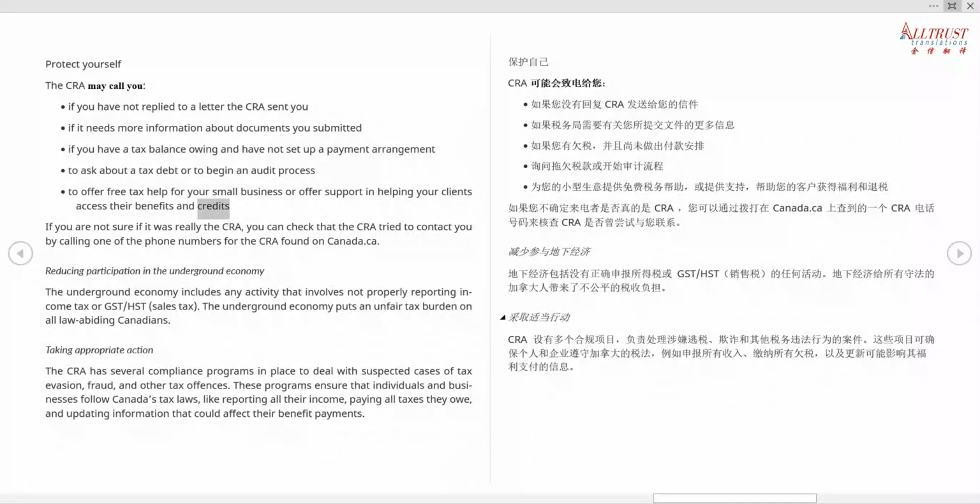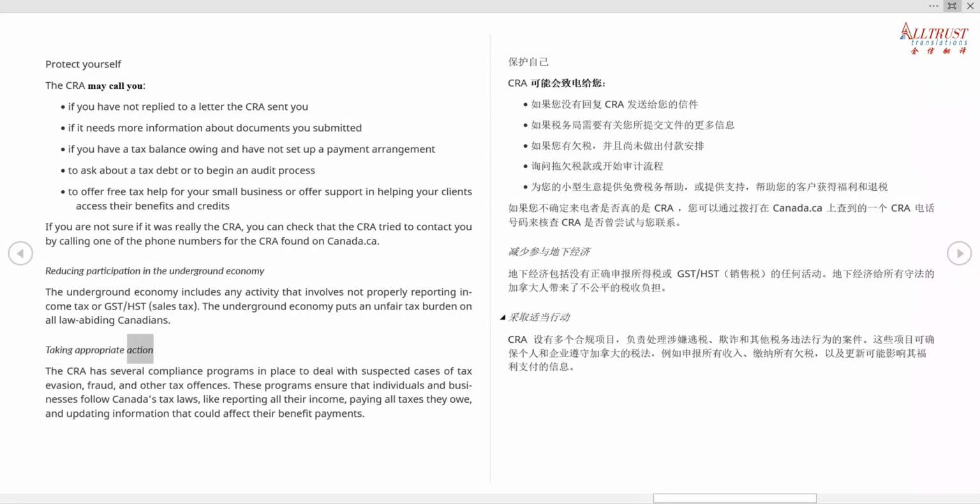If you are not sure if it was really the CRA, you can check that the CRA tried to contact you by calling one of the phone numbers for the CRA found on canada.ca. Reducing participation in the underground economy. The underground economy includes any activity that involves not properly reporting income tax or GST/HST, sales tax. The underground economy puts an unfair tax burden on all law-abiding Canadians.